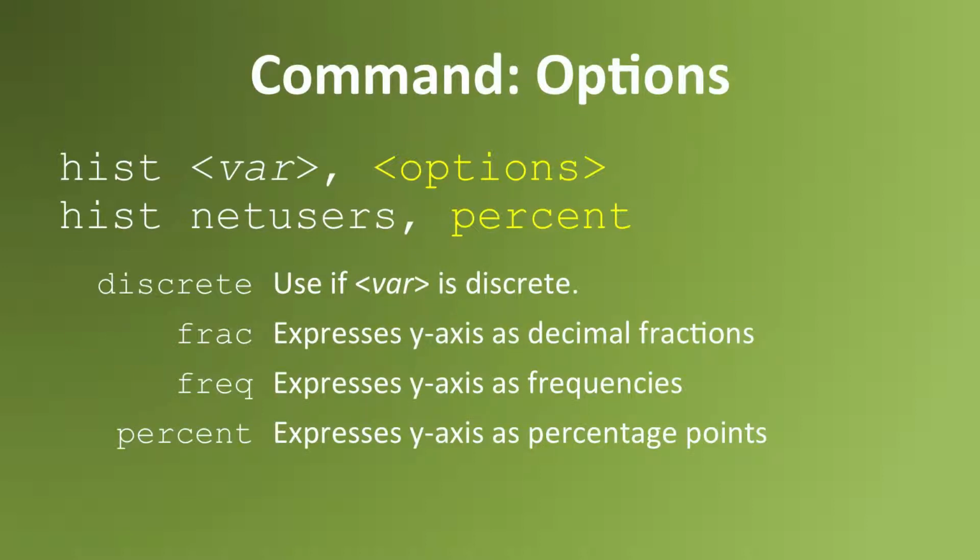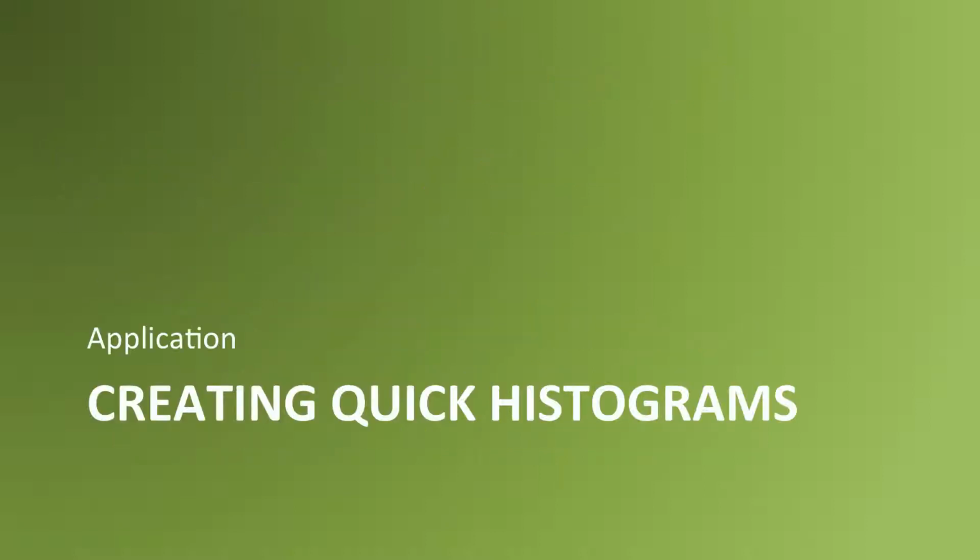There are many different options available in creating quick histograms in Stata. We use the option discrete if we're using discrete instead of continuous variables. Frac, freq, and percent tell Stata which y-axis scale to use. Frac expresses the y-axis as decimal fractions, freq describes it as frequencies, and percent gives it as a percent of the sample. Let's see what it's like to produce a quick histogram in a real Stata session.